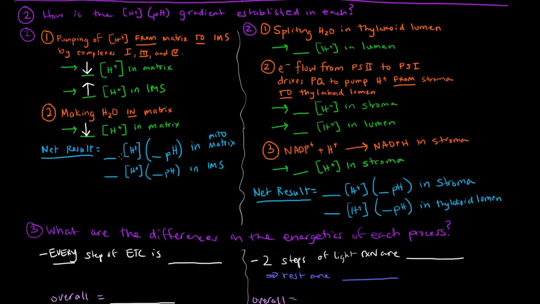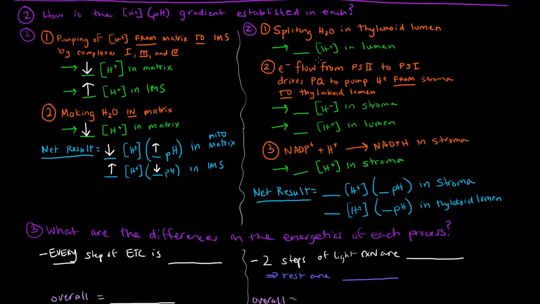So what's the net result here? We have a low concentration of H+ in the mitochondrial matrix, which would be a high pH. And then we have a high H+ concentration, a buildup of protons, in the intermembrane space, which would mean a low pH. Okay, so that's the net result overall from these 2 processes.